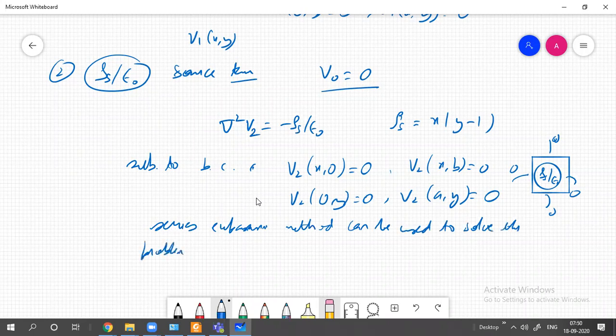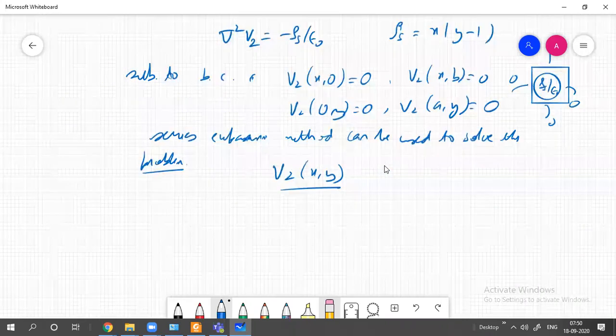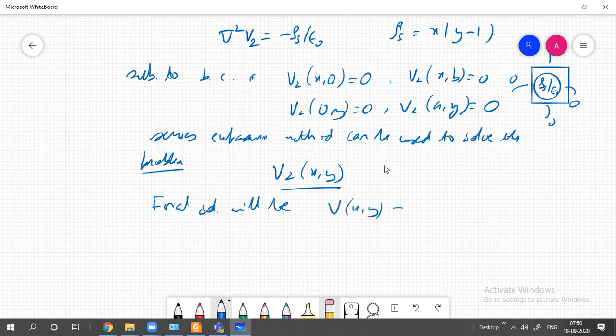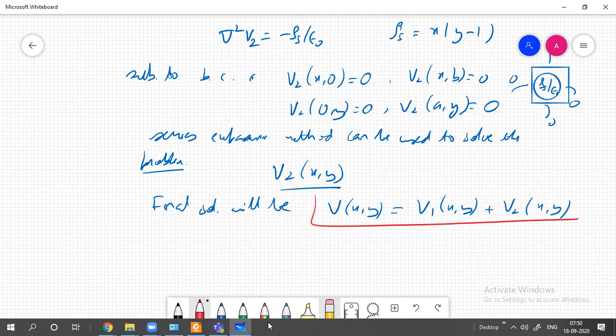Let us say the solution will be V2 of xy, and the final solution V of xy will be V1 of xy plus V2 of xy, the superposition of these two. This will be our final solution. Now let us move further and solve the expressions.